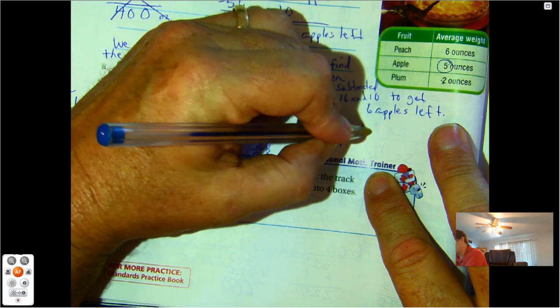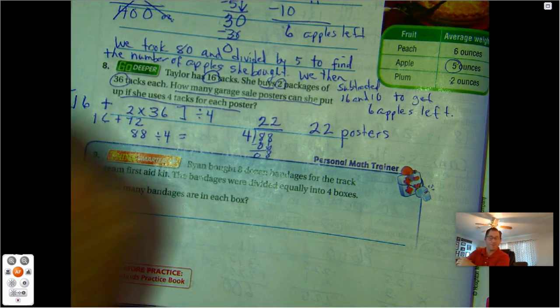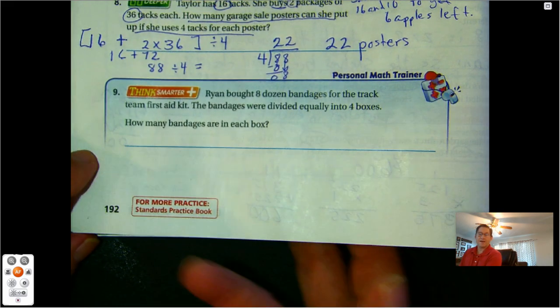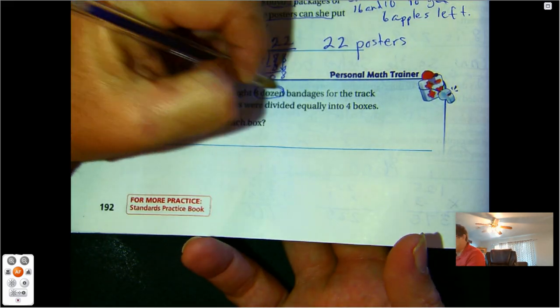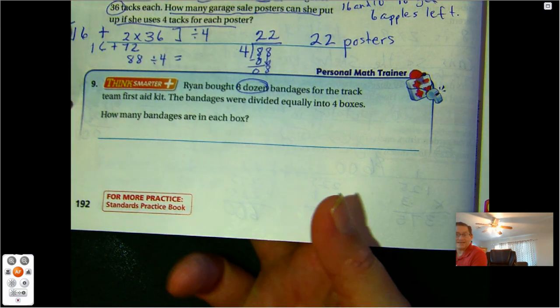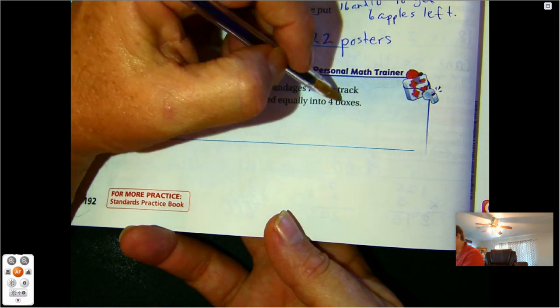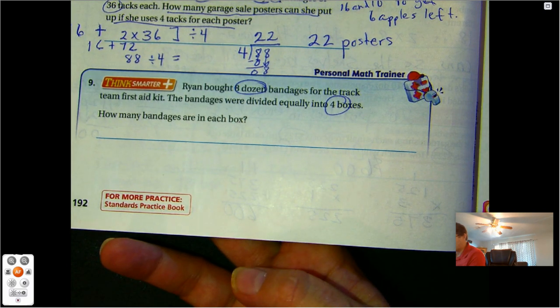And the last one, number 9. Ryan bought 8 dozen bandages for the track team first aid kit. The bandages were divided into 4 boxes. How many bandages are in each box? So the first thing we need to do is 12 times 8.